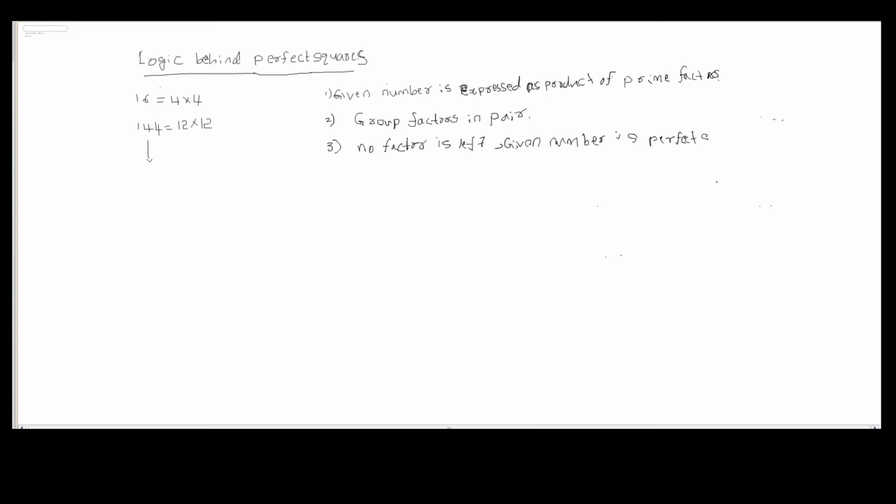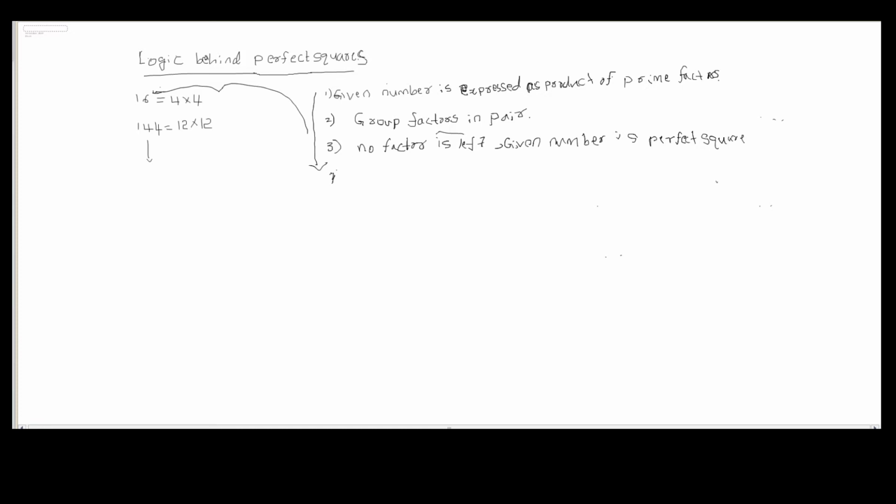My question is why we follow these steps to find out whether the given number is a perfect square or not. What is the reason? What is the logic behind this? We have to understand. Why are we going to express the number as a product of prime factors? Next we group the factors in a pair, and if no factor is left, the given number is a perfect square. If some factors are left, the given number is not a perfect square.